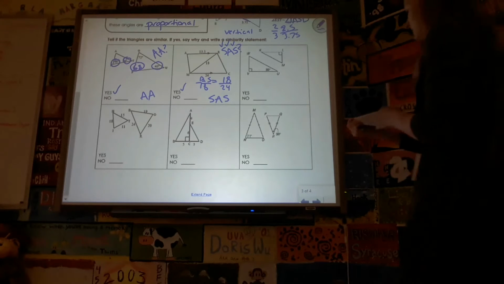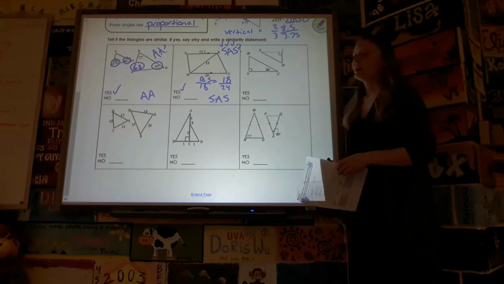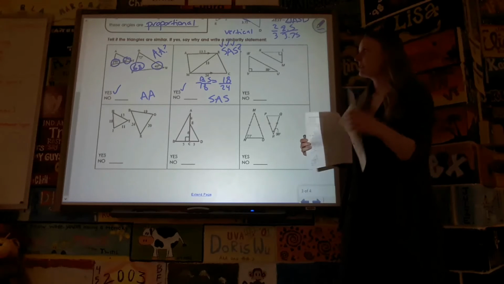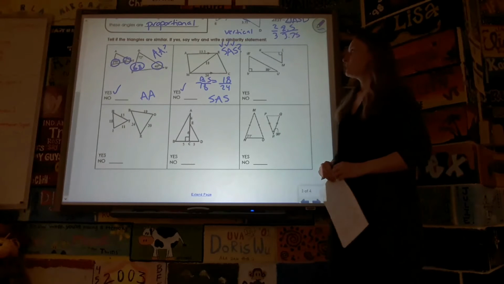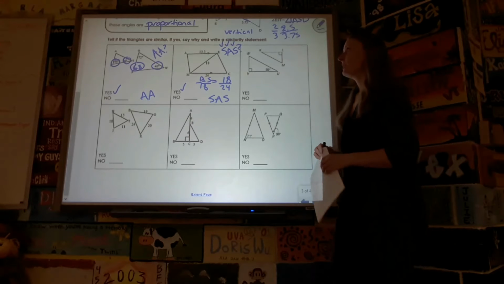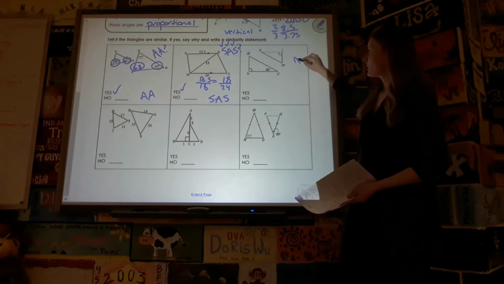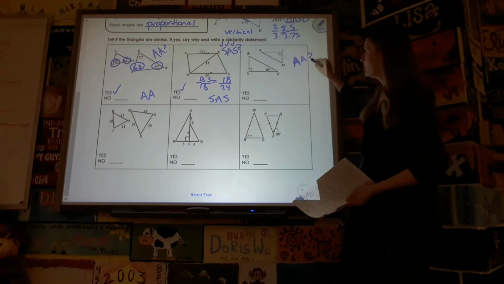Now we're going to take a look at this third one here. So this third one, they are separated. So when the triangles are separated, you're not going to be able to add any information. So we have to work with just what we have. So I see that I don't have any side lengths. I only have angles. So I'm going to be testing angle, angle. Let's see if that works.